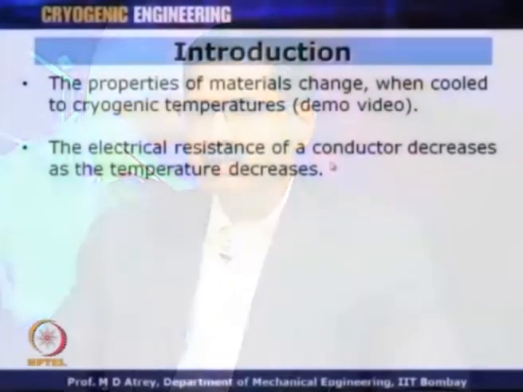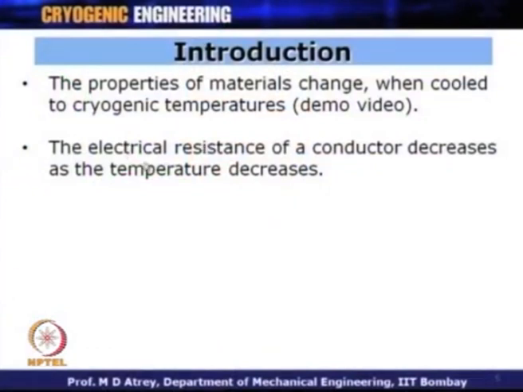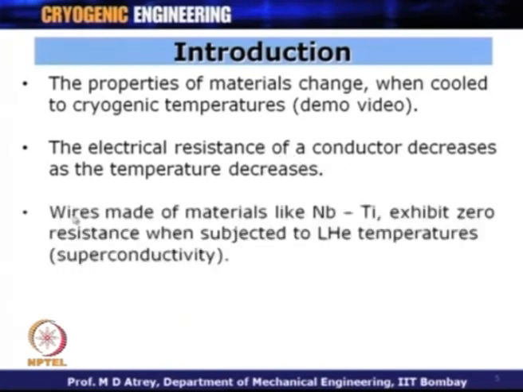The electrical resistance of a conductor decreases as the temperature decreases. The resistance decreases and the material becomes more and more conductive, electrically conductive, and finally it becomes superconductive. For example, the wires made of materials like niobium titanium, this is an alloy, niobium and titanium, it exhibits 0 resistance when subjected to liquid helium temperatures. So, a material like this, if it is subjected to very low temperature as low as liquid helium temperature, that means 4.2 Kelvin, it becomes superconducting.